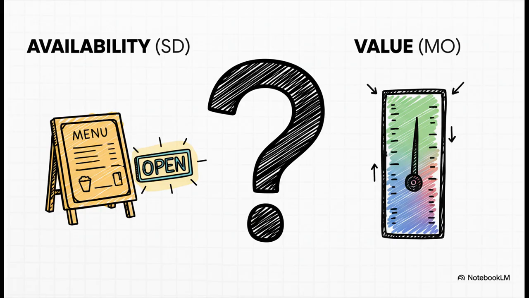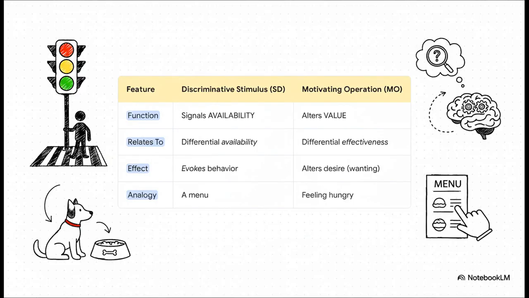When you're looking at an antecedent, you have to ask yourself, does this thing signal that reinforcement is now available? Or does it change the value of that reinforcement? Does it make me want it more or want it less? Availability versus value. That's the whole game. This chart is your best friend.